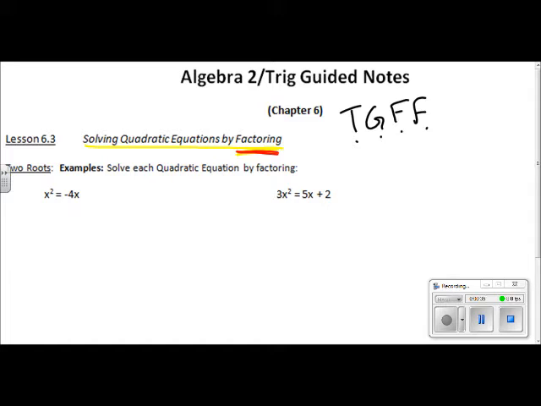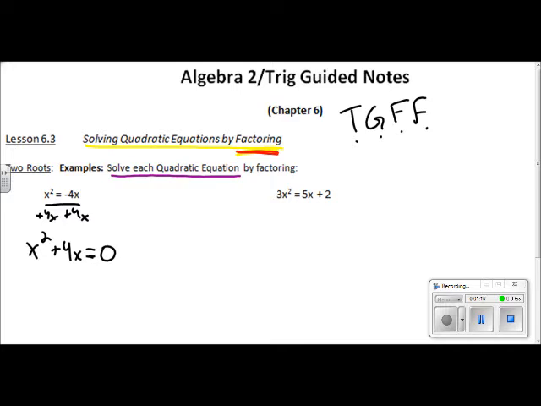So remember from 6.2, anytime that we are solving quadratics, we always want to get them into the form of an equation set equal to 0. So the first thing that we're going to do as we solve each equation here is set them to 0. In our first example, x squared equals negative 4x, we want to set that to 0. So I'm going to add 4x to both sides, in which case we now have x squared plus 4x equals 0. Now we have a much more workable equation.